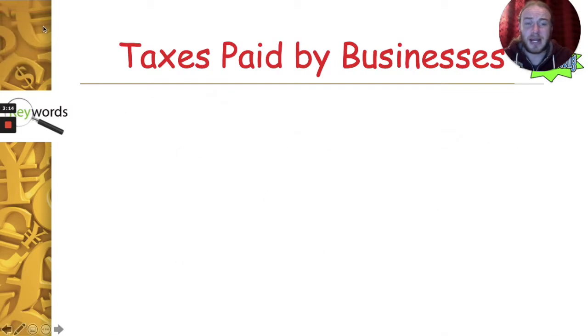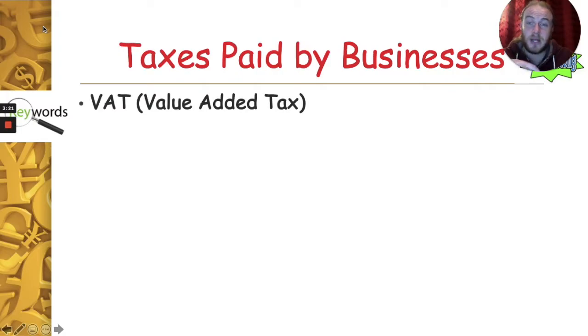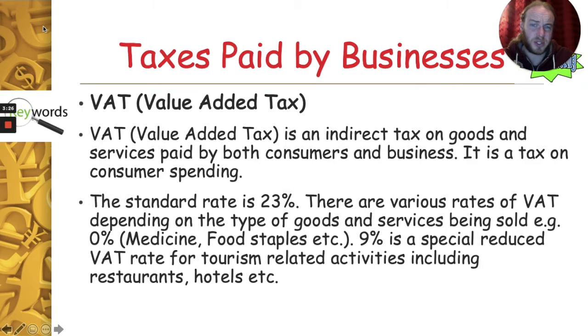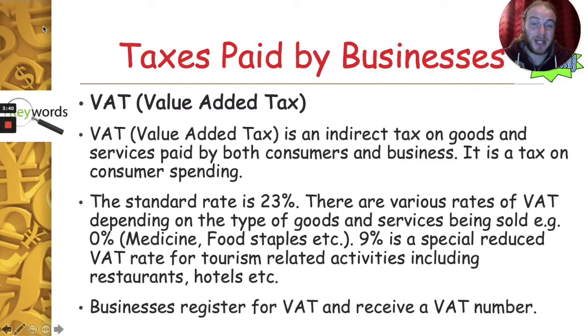I should say as well that the corporation tax is charged on their net profit position. The value-added tax then, okay, is an indirect tax on goods and services paid by consumers and businesses. In other words, the VAT you pay to the business doesn't go straight to the government directly. It's a tax on consumer spending. We looked at before in the last video that there are different rates of VAT applied to different types of goods. Businesses have to register for VAT, and therefore they receive a VAT number from the Revenue.